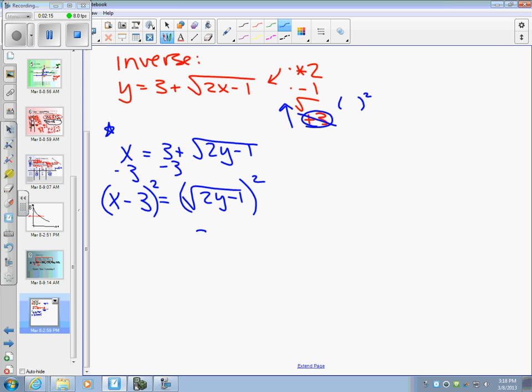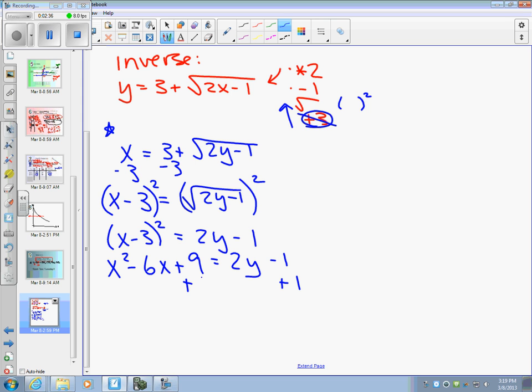All right, so over here I have 2y minus 1 equals x minus 3 squared. And I like to expand that out a little bit. Okay, and then the very last thing I'm going to do, add 1. Good.